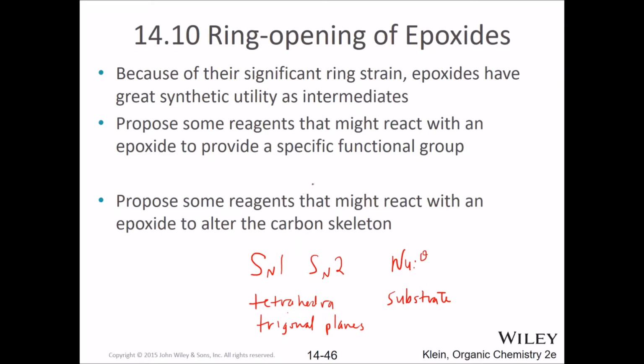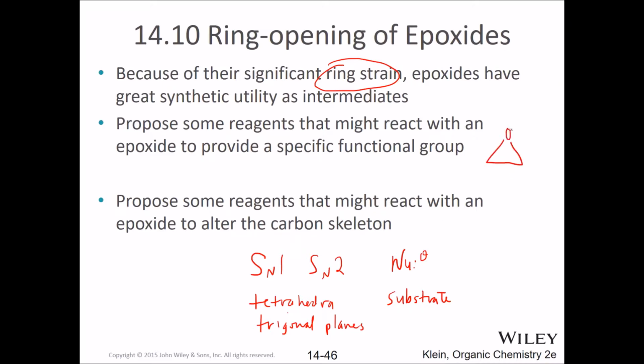So, because of their significant ring strain, epoxides have great synthetic utility as intermediates. In other words, they're very reactive, and we can make a lot of things with them, okay? So propose some reagents that might react with an epoxide to form a specific functional group.